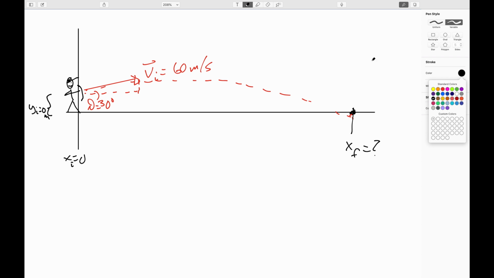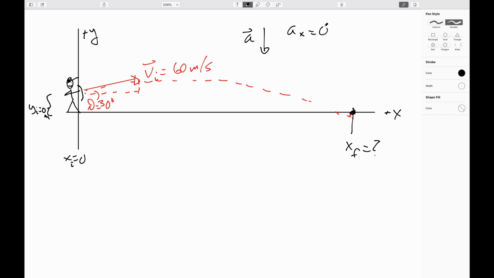So if we go ahead and choose this to be the plus y direction, that to be the plus x direction, we know that the acceleration is going to be straight down, so we can say that a sub x is 0 meters per second squared, and a sub y is minus 9.8 meters per second squared.